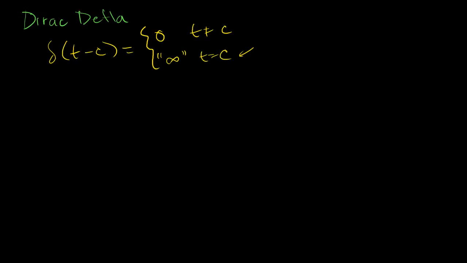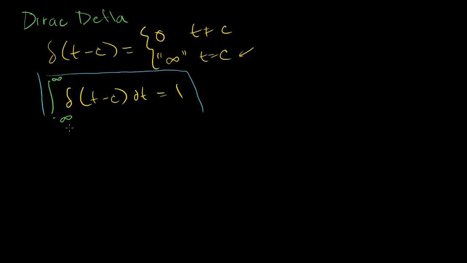But more important than this, and this is kind of a pseudo definition here, is the idea that when we take the integral, when we take the area under the curve over the entire t-axis, and obviously it equals 0 everywhere except at t is equal to c, this is the important point: the area is equal to 1. And so this is what I meant by kind of pseudo-infinity.